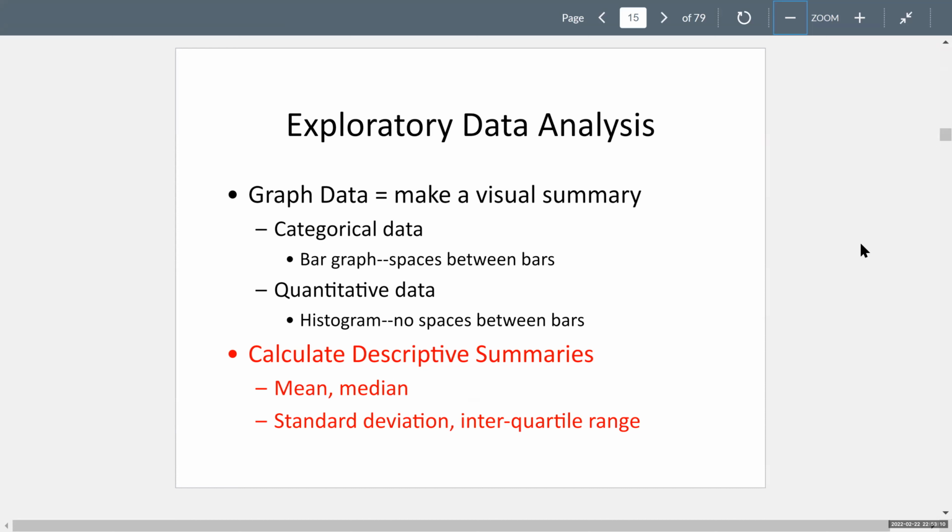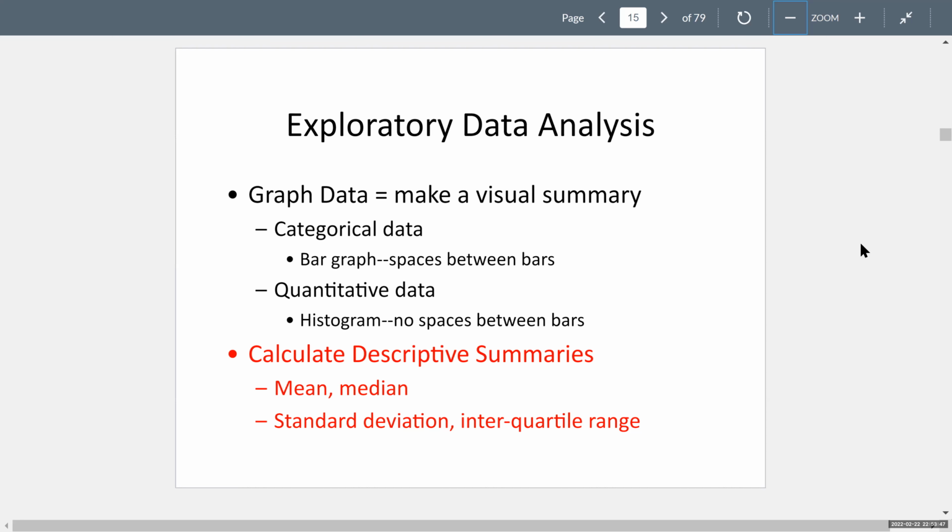Before we talk about the next couple types of graphs, we need to talk about calculating our descriptive summaries, because sometimes we want to make a graph that doesn't have all the data on it, that actually just has the mean on it. And we always want to report not just the mean, but a value that lets us know how much variation there is around that mean. So we're going to talk about calculating a couple different kinds of these descriptive summaries, the mean or arithmetic mean or average. And we're also going to find a quantity that's called the median.